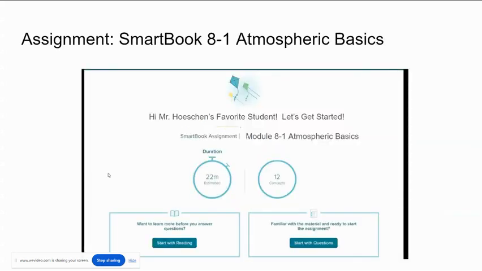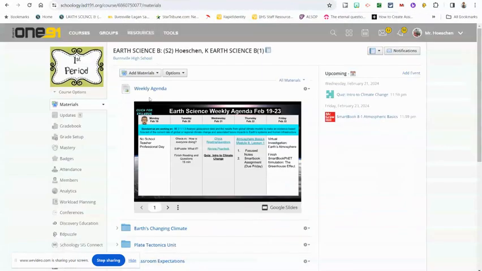So your assignment is to do the SmartBook Atmospheric Basics. You can find that on Schoology. If I go back to Schoology, you can see right here, SmartBook 8.1. I have this due on Friday the 23rd, so you're going to work on this today and hopefully tomorrow and get it done. And then we'll move on from there. So I might have to change the virtual investigation. We might push that back another day, maybe to next week, okay? So good luck. Hopefully you got your notes taken, and next is to do the SmartBook. All right, thanks.